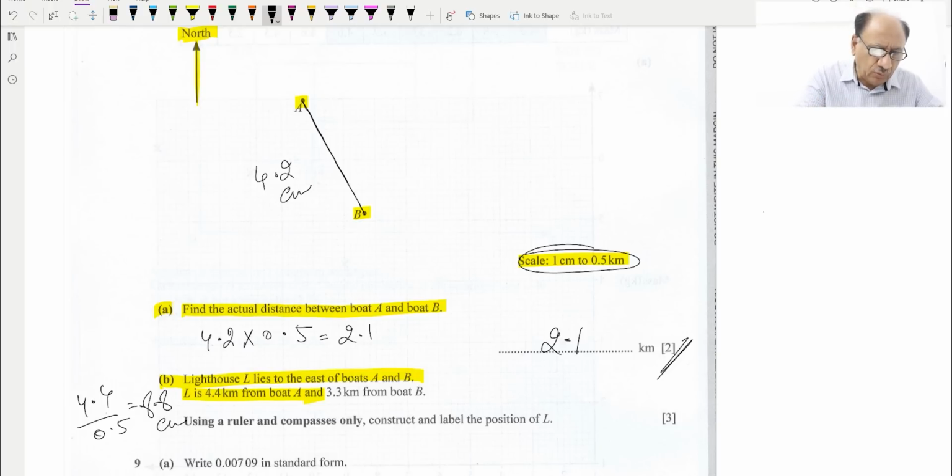So what we'll be doing, we'll be opening the compass and placing it over A, and roughly 8 centimeters, if I draw an arc, like for example over here. So I'll redraw it basically, roughly it will be like this, 8.8 centimeters, and then we have to draw 3.3 kilometers from boat B. Now for boat B, we will be putting our compass over B, and making an arc of 6.6. 3.3 divided by 0.5 will be 6.6, and this will be like this.